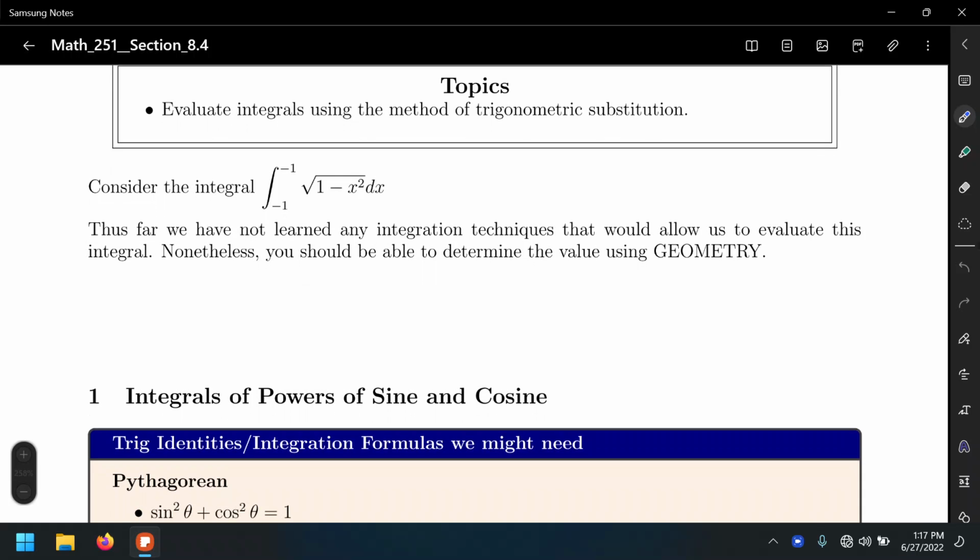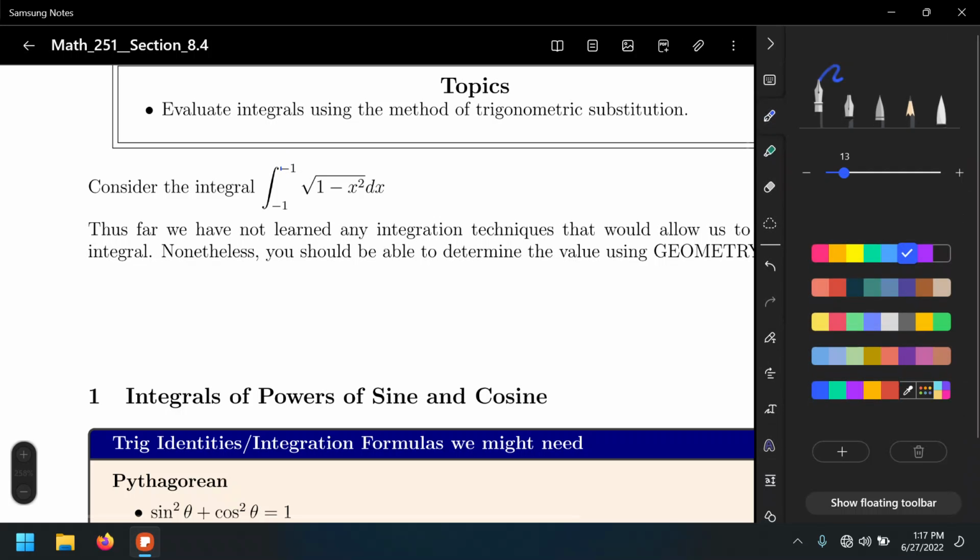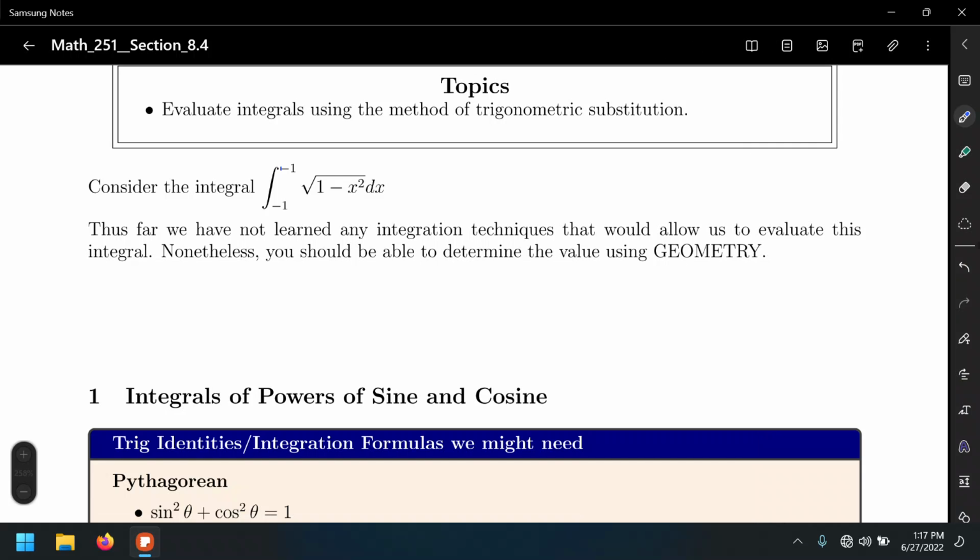So in Calc 1, when you first learned the integral, you were given this problem. Consider that integral from -1 to +1. That shouldn't be a -1, that should be a +1. But the problem here is we cannot use the u substitution in this case. That's because if we set u to be 1 minus x squared, then du equals -2x dx, and notice we're missing that factor of x. So we have a problem there.